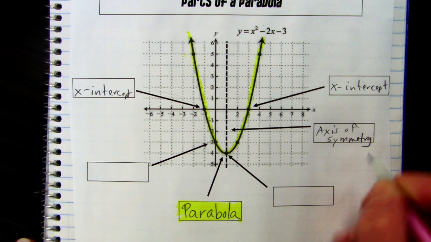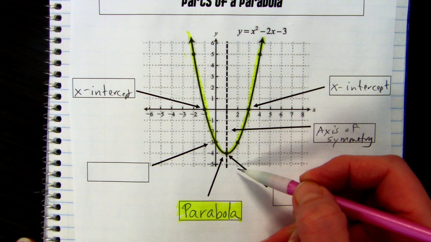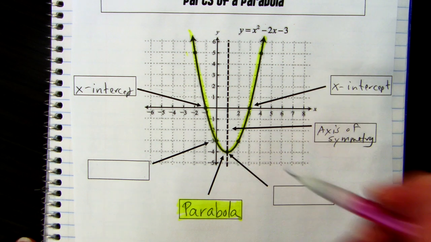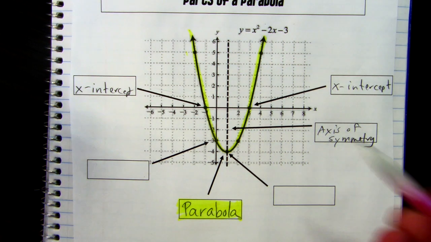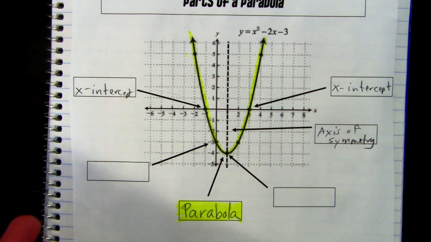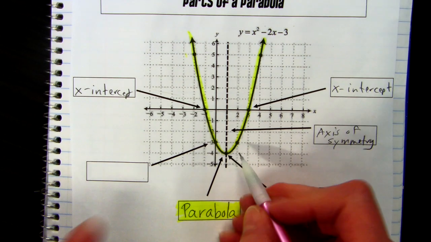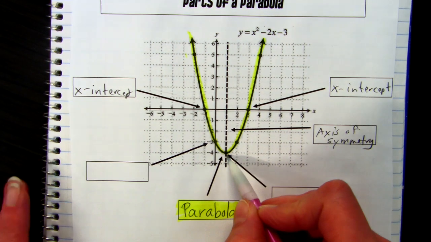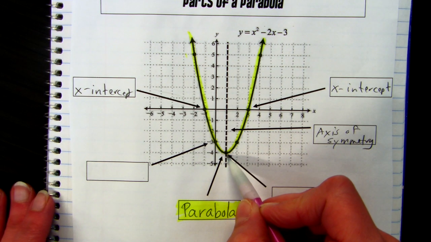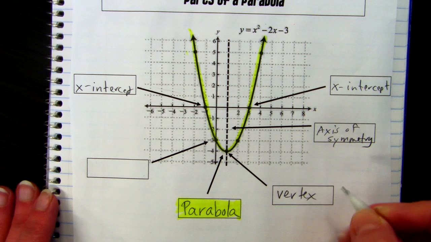So that's pointing towards this dashed line. It's not a real part of the graph, which is why they make it a dashed line. It's an imaginary line of symmetry that divides it in half so you could fold it over on itself and make that line the fold. What do we call this special point right down here? Do you remember? The vertex.